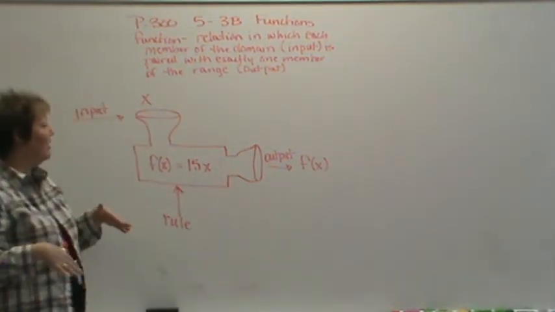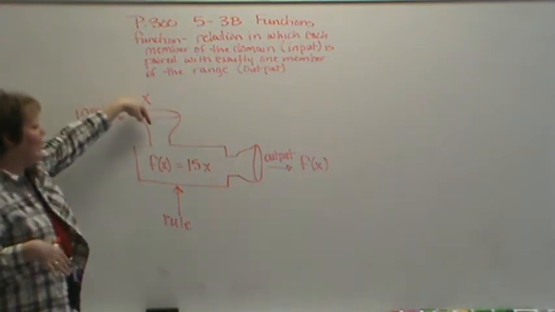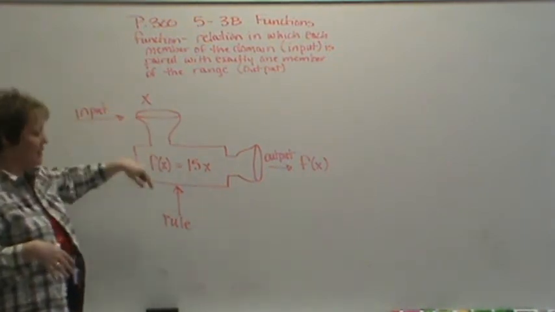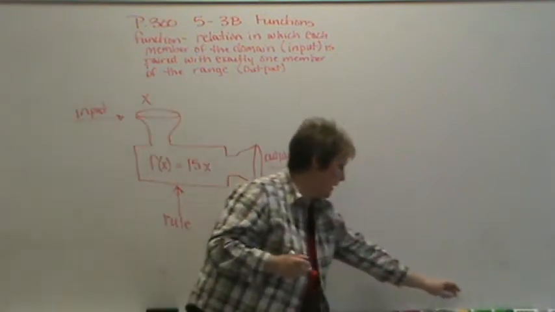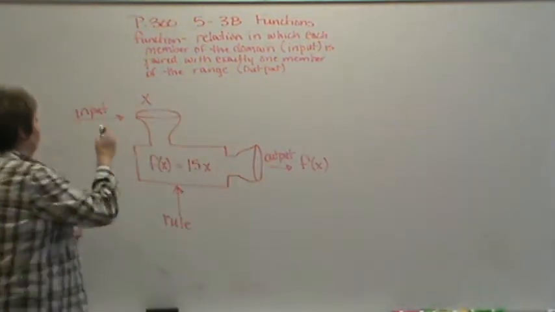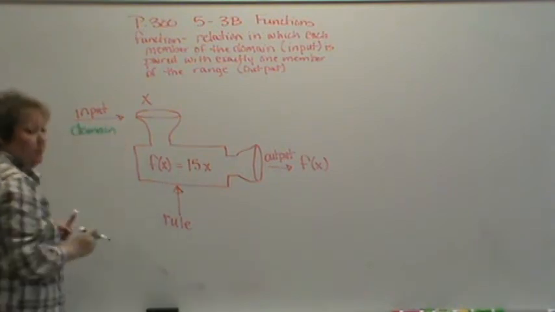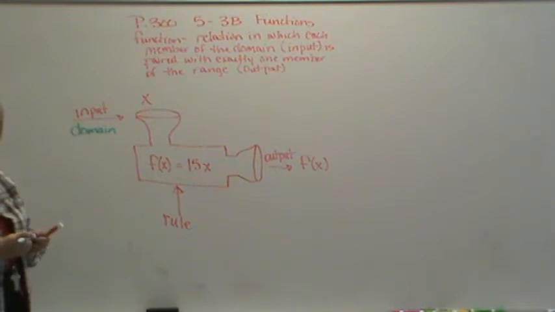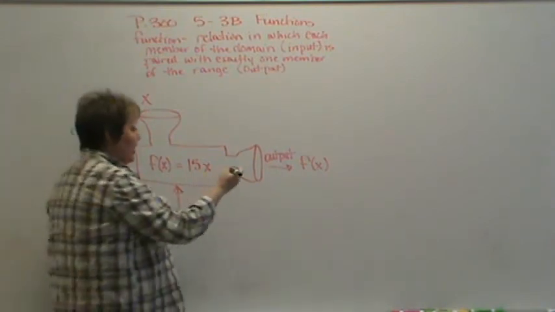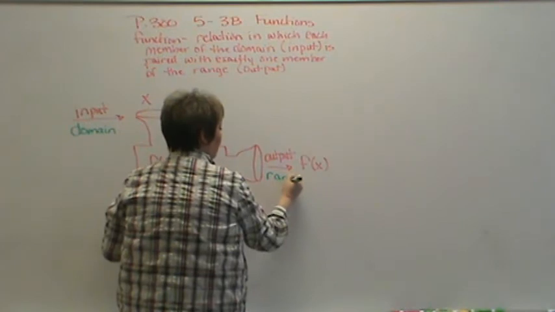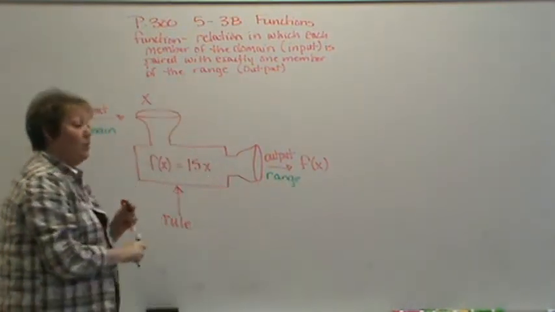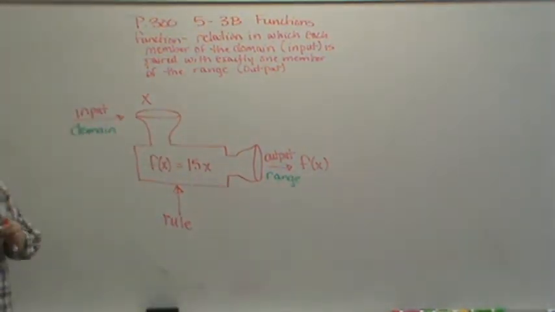But I told you that story to tell you whatever you put in the function machine, the input, is your domain. Your input is your domain. Now we've already talked about domain and range. Your output is your range. Now the difference in what we're doing today and what we've previously done is you are going to be choosing the values that you want for your domain.